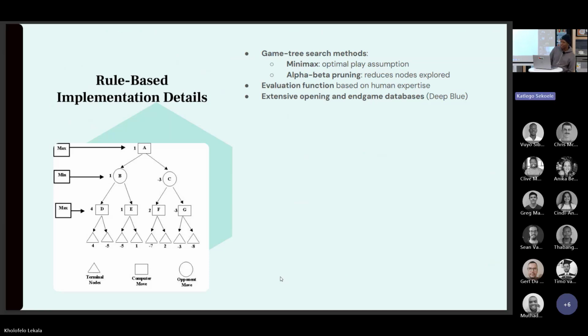Like I said, min-max and alpha-beta pruning use a game tree search, which means that from the current position, it tries out different moves to a certain depth, and from that depth it determines the theoretical value using the evaluation function, which is created by a human. From there it uses that information to choose the best move for itself.